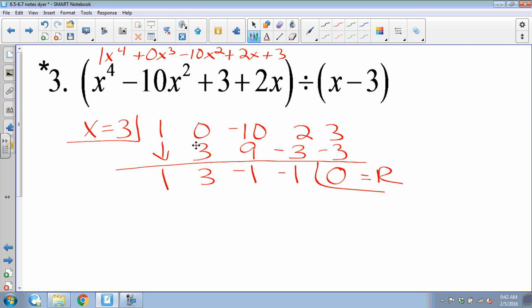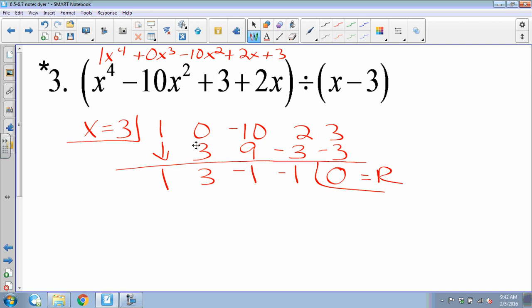So, is x minus 3 a factor? Yes. Is x equals 3 an x-intercept? Is x equals 3 a root? Is x equals 3 a solution? Yeah. What's the difference between a solution and a root? None. What's the difference between the solution and the x-intercept? None.